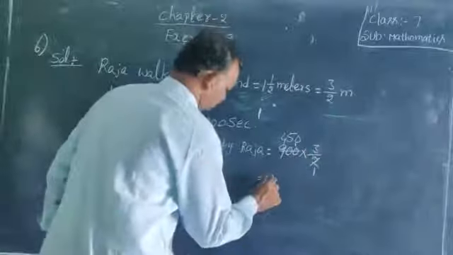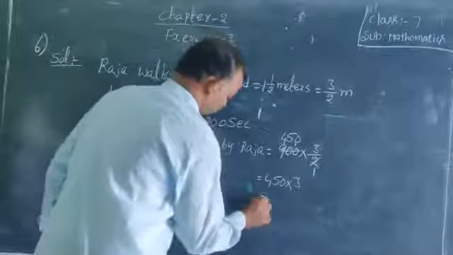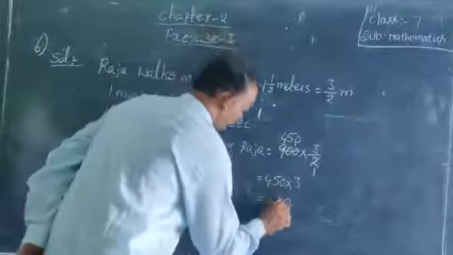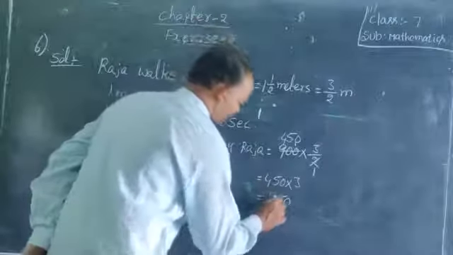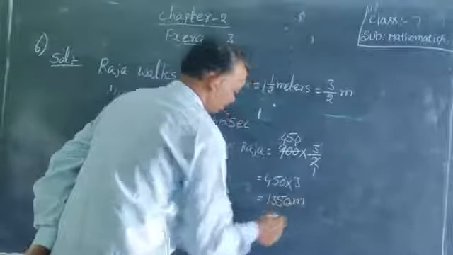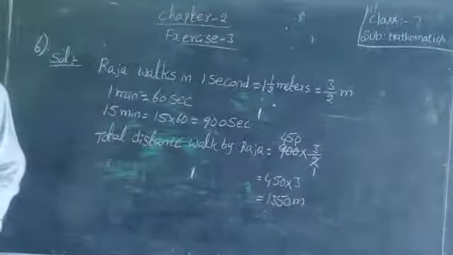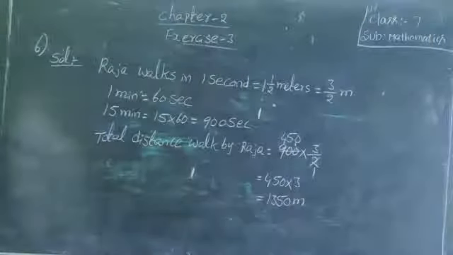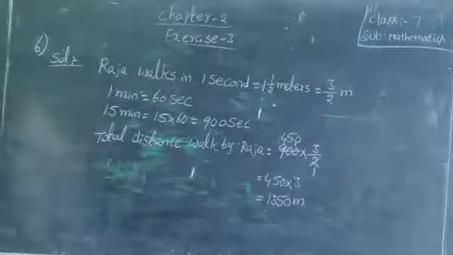So that is equal to 450 into 3. 3 into 0, 0. 3 5s are 15, 1 is there. 3 4s are 12, 12 plus 1, 13. 1350 meters. Total distance walked by Raja is equal to 1350 meters.